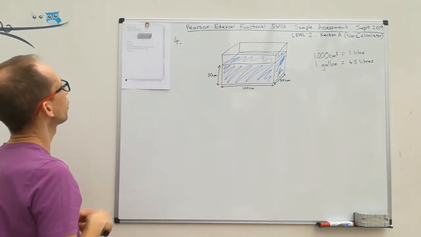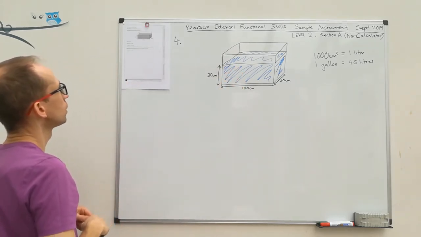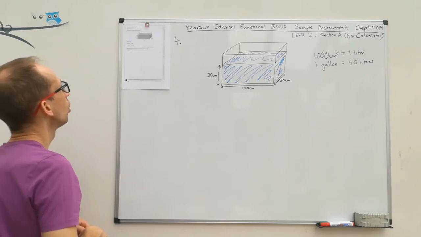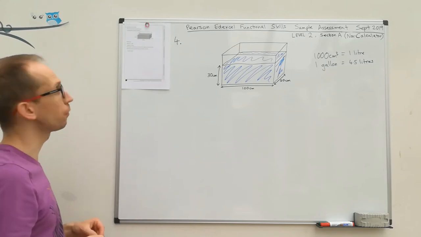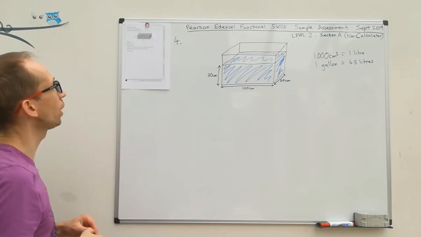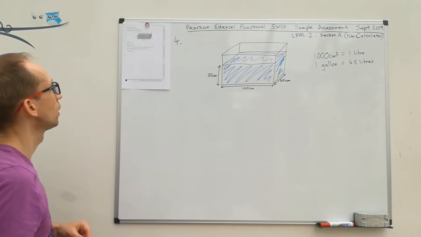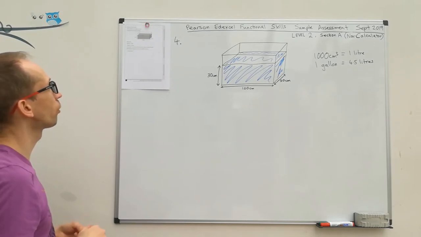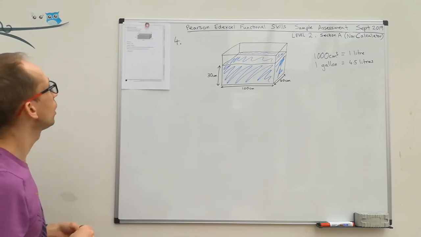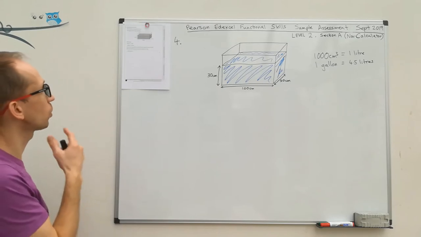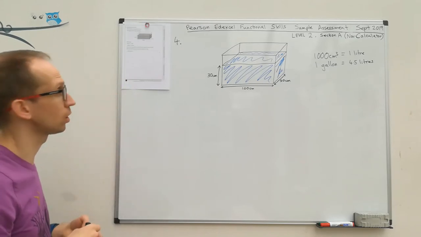Matt knows 1,000 centimetres cubed is equal to 1 litre. 1 gallon is equal to 4.5 litres. He can keep 2 small fish in the tank for every 1 gallon of water in the tank. Matt thinks he can keep more than 36 small fish in the tank. Is Matt correct?